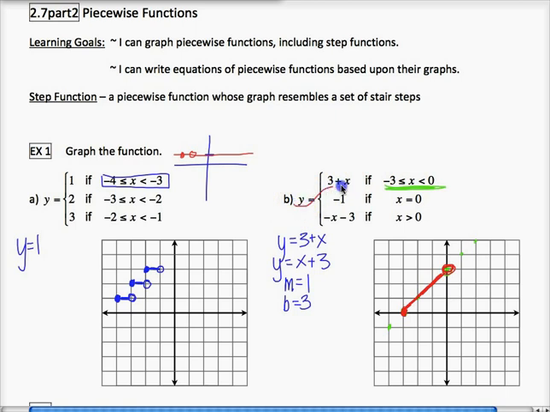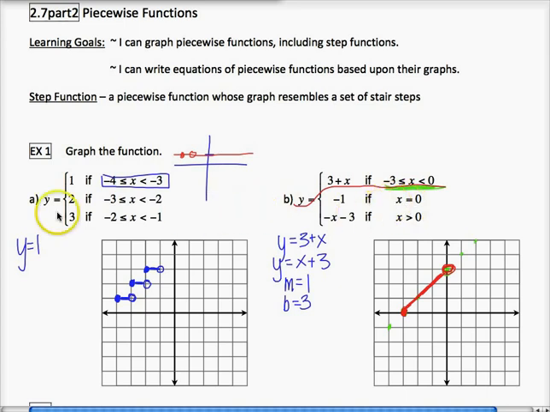So I have graphed y equals 3 plus x for x between -3 and 0. Next I want to graph y equals -1, so that looks like a horizontal line, if x equals 0. Now this is the first time we've had an equals on the restrictions. All the other ones have been some variation of a less than or greater than symbol. If you have an x equals restriction, that means that that is going to end up being a single point.